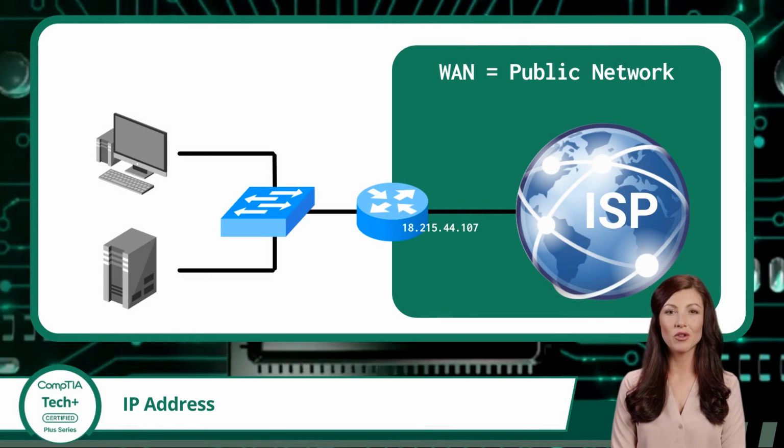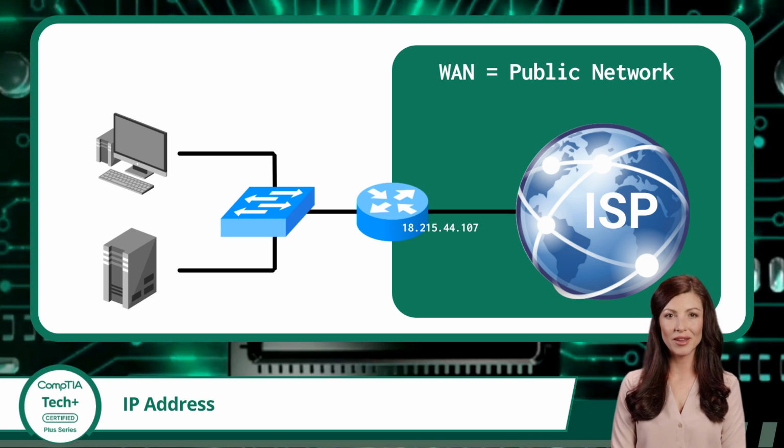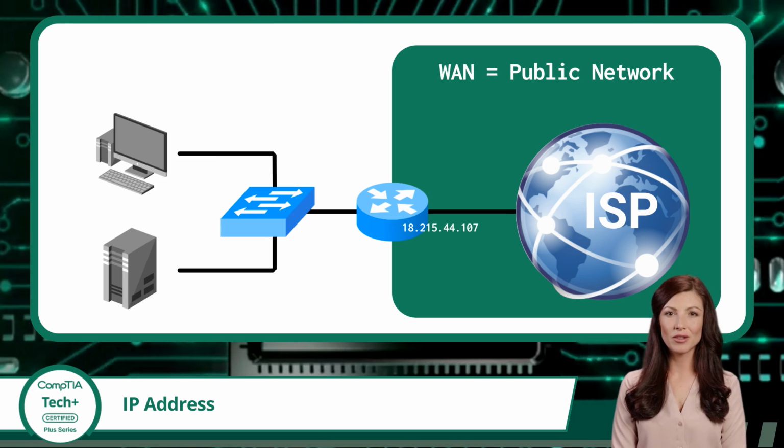Public IPv4 addresses behave a bit differently. They are assigned to devices that connect directly to the internet. These addresses are unique globally and allow devices to communicate with each other across the internet. Internet service providers, also known as ISPs, assign public IP addresses to devices connected to their network.